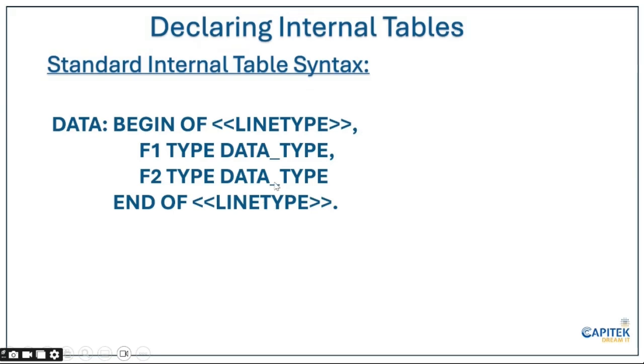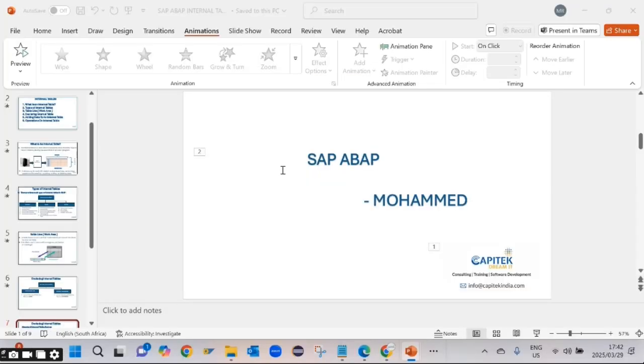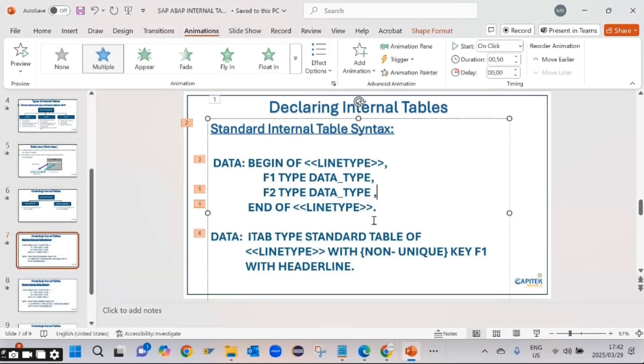So it means when we say here the syntax for this, we'll say data begin of your line type. So line type means this is like your structure. This is what your structure you're telling about, structure. Okay, and similarly, give me a moment.